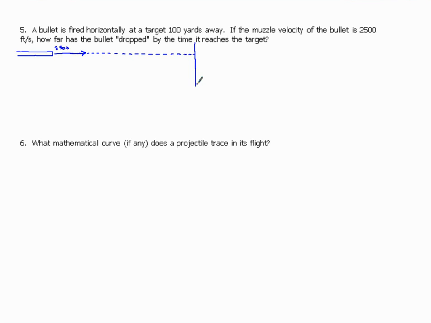But we want to know how far did the bullet drop by the time it reaches the target. So we know that this is 100 yards. We know that this bullet is actually going to follow a path that looks more like this. So we want to know how far did the bullet drop. That would be this measurement right here. How far? That's a distance. Distance in the y.